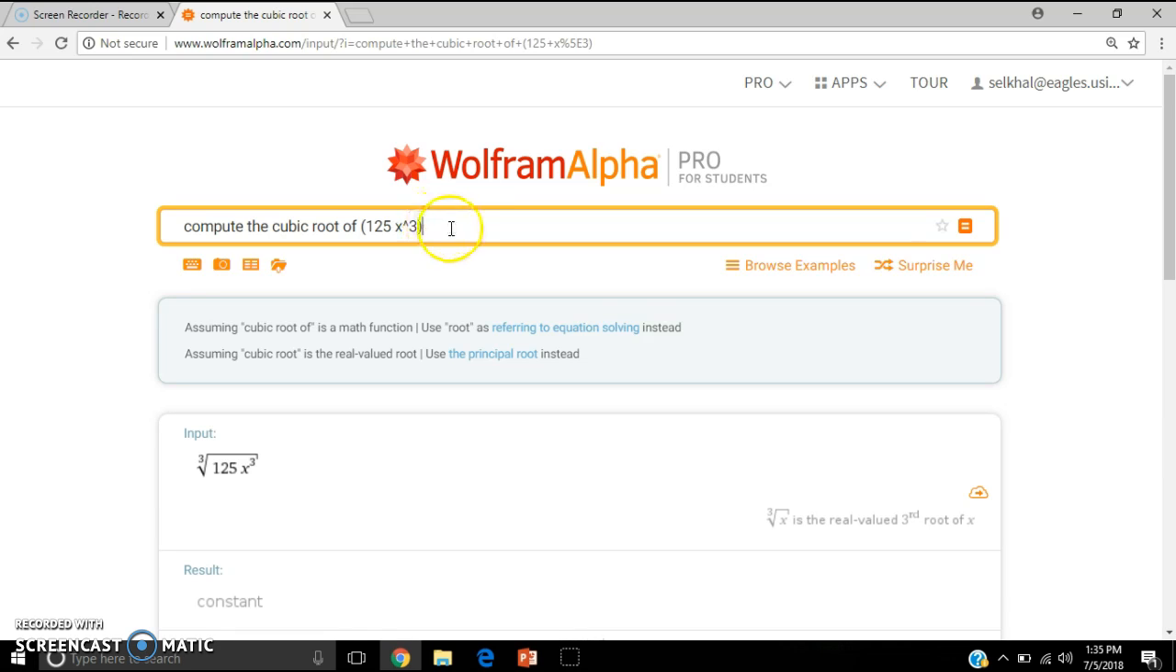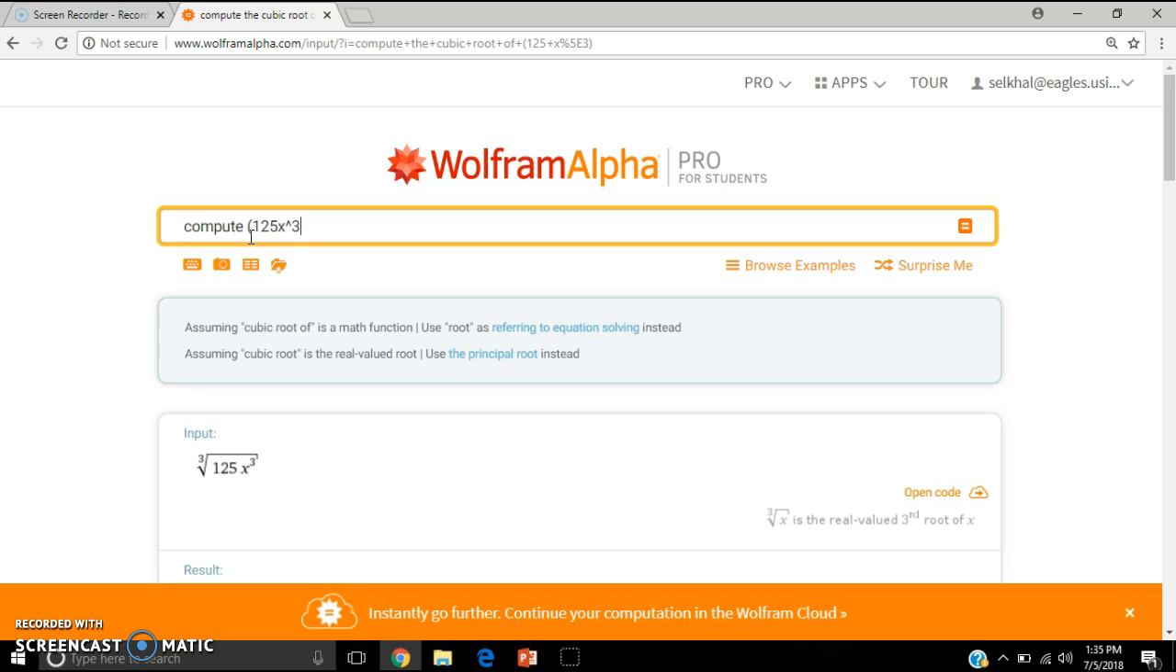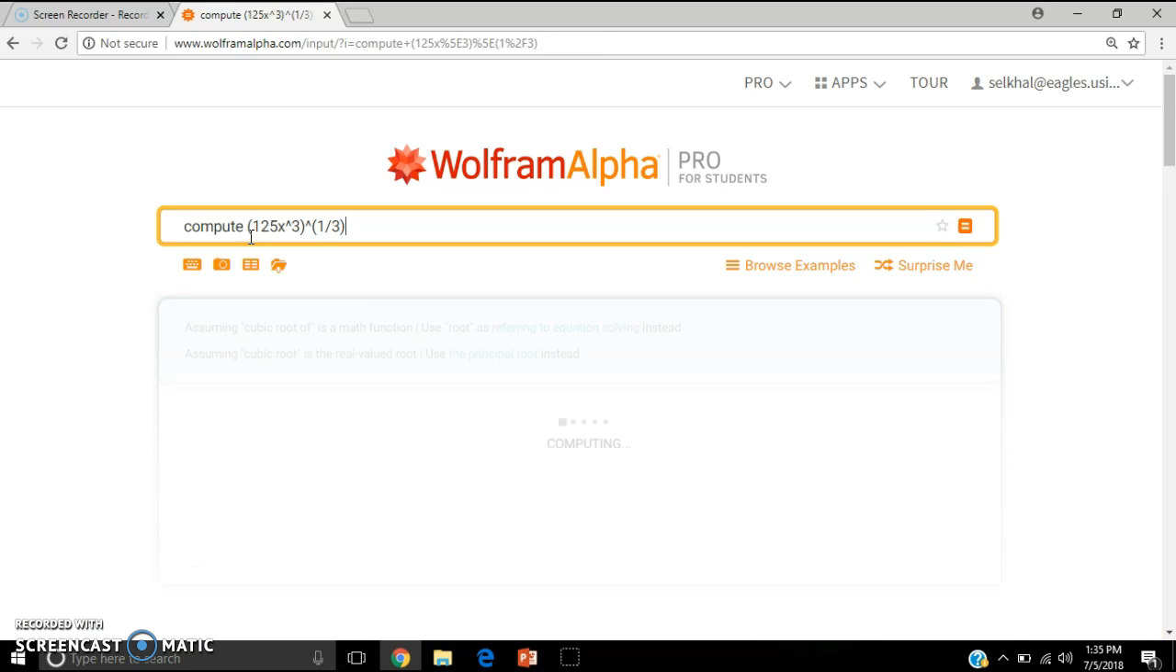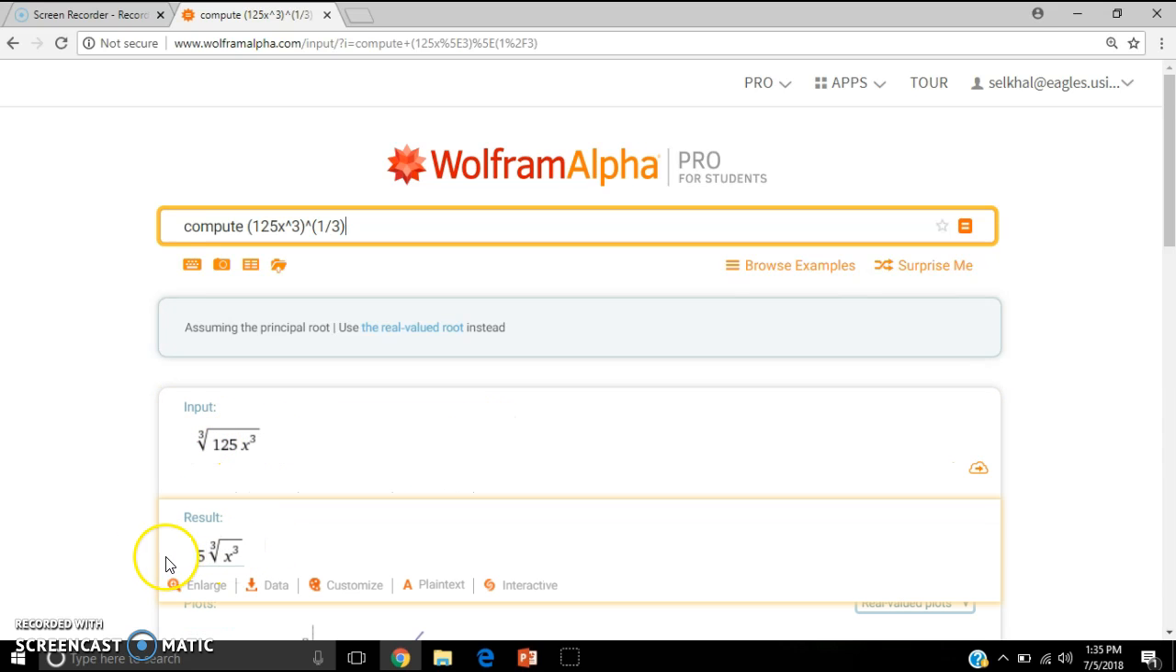Or I can write an equivalent expression such as compute 125x cubed to the 1/3 and I get the same input and the same answer.